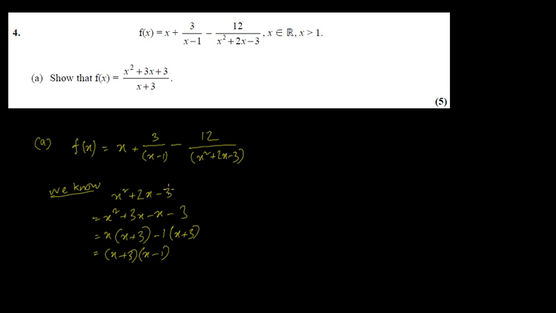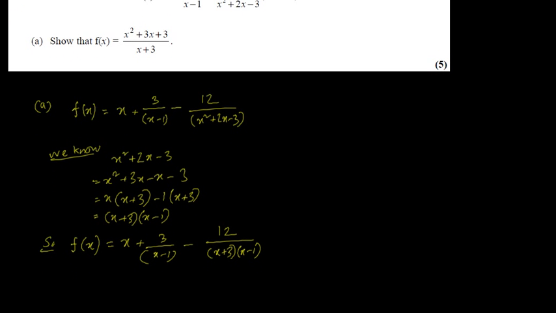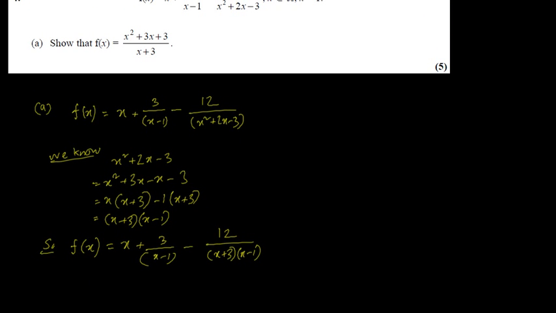So now you can get back to the sum. f(x) is equal to x plus 3 by x minus 1 minus 12 divided by x plus 3 times x minus 1. So this is a good habit, because otherwise you have to keep writing this over and over again. So this is the first thing that you do. If you follow this, this will be a very good habit, and the chances of making mistakes will be nil.